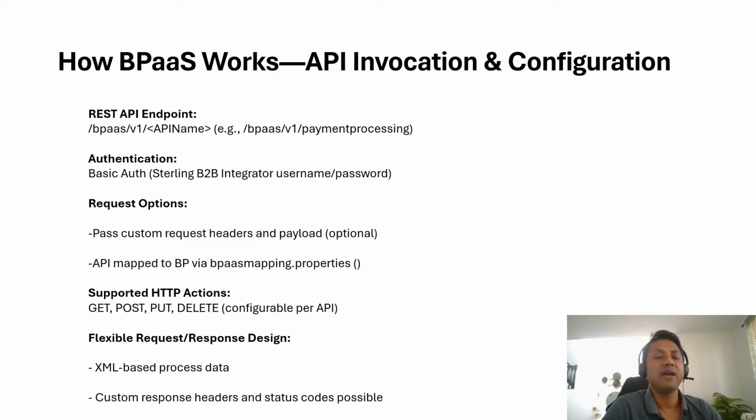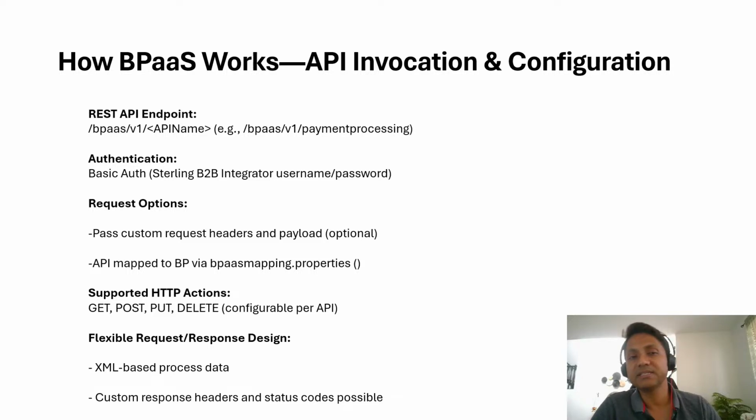So having said that, I have given what a typical REST API endpoint would look like. It will be like slash BPaaS slash V1 slash the API name, right? So let's say over here I've given payment processing, and I'm going to share the specific link to the documentation if you want to read more in detail in the Sterling Integrator documentation.